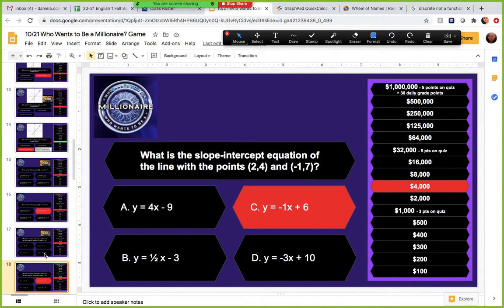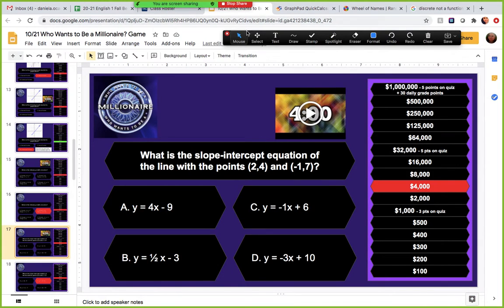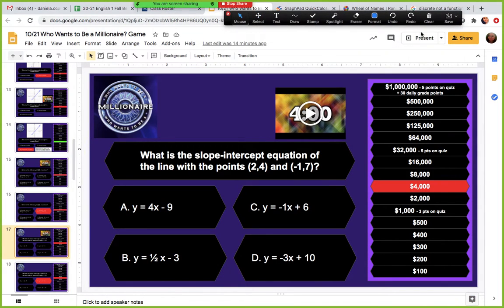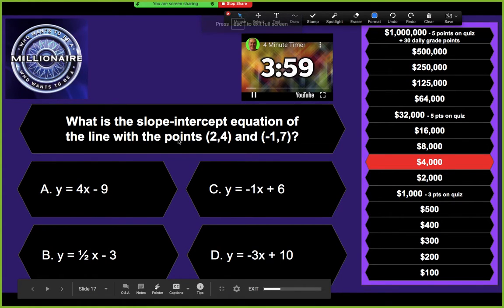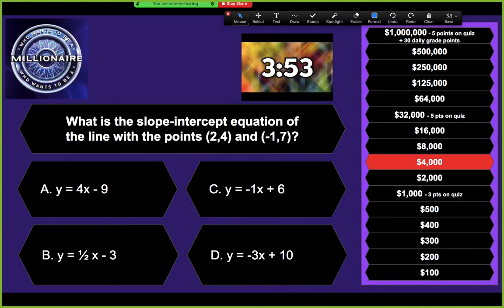So pretend you didn't see that. Let's start here. All right, so you're putting in the points 2, 4 and negative 1, 7. And you're telling me what is my slope and what is my y-intercept. All right, if you need some more time, you can pause here. Now we're going to move on.